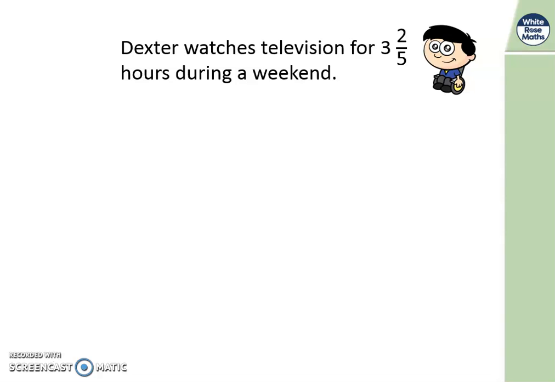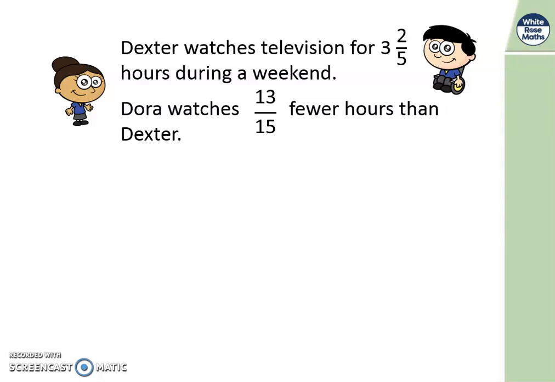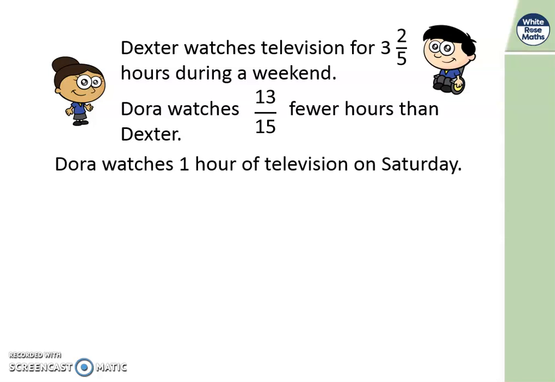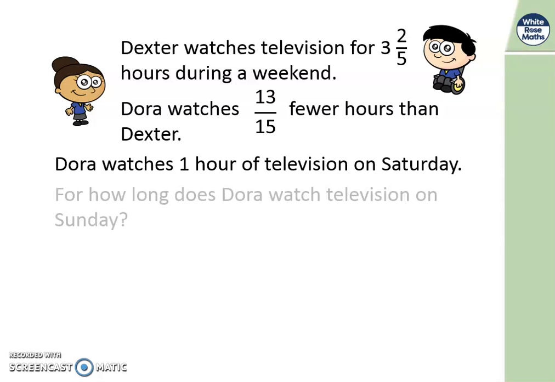Dexter watched television for 3 2/5 hours during the weekend. Dora watches 13/15 fewer hours than Dexter. Fewer means less. Dora watches 1 hour of television on Saturday, but I want to know how long she watches it on Sunday.